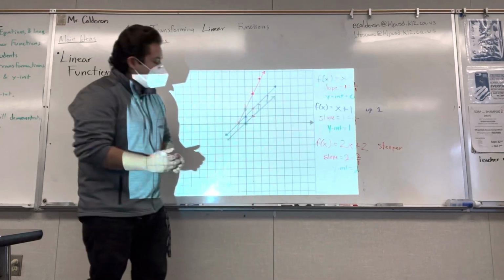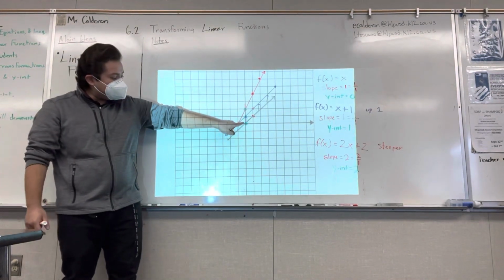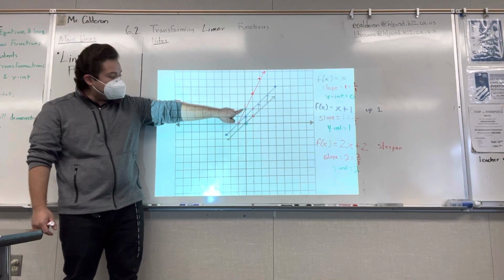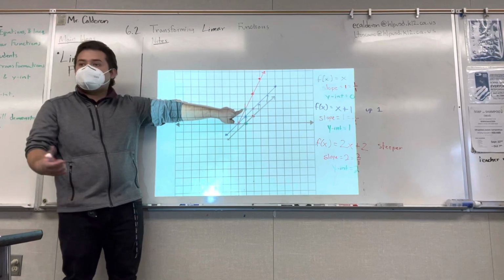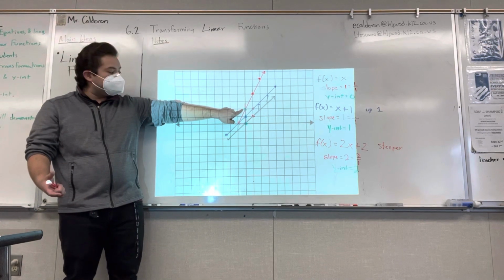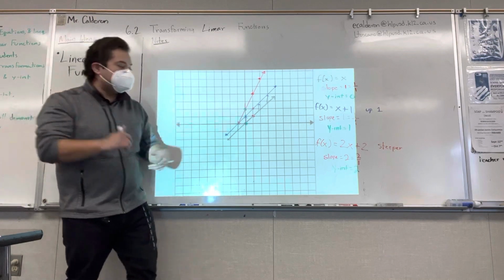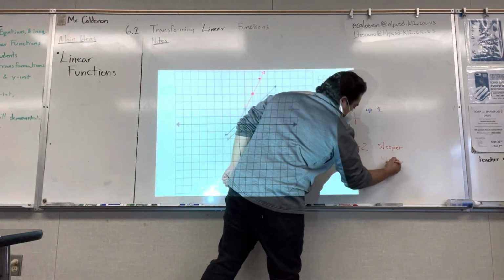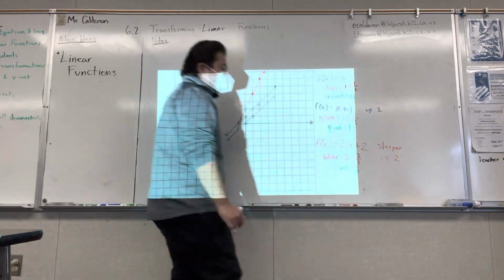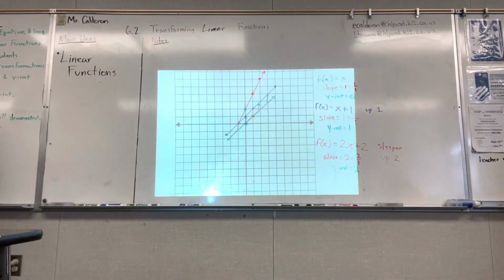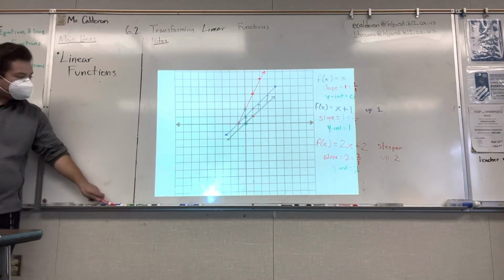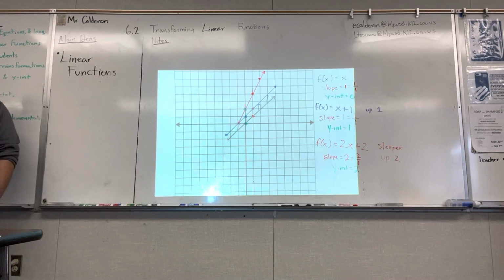And not only that, okay, from the black line to the red line, we did what also? We went up 2, good. Up 2, okay? Go ahead and jot that down in your notes. Good, so that's the gist, that's pretty much what 6.2 is. We're done with the concept, okay?